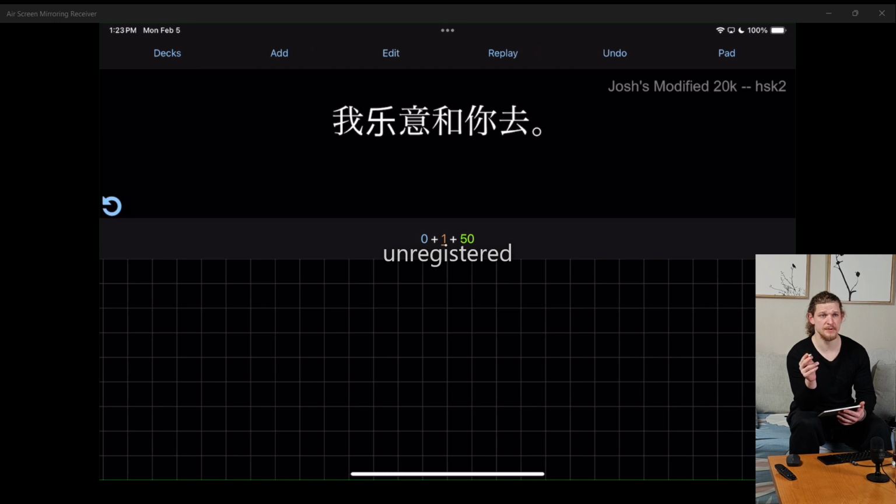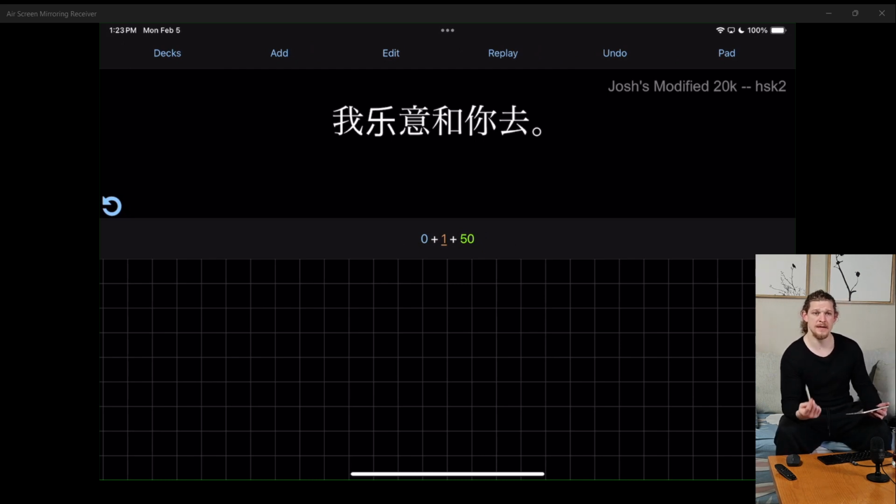So I could go through my general process. But yeah, get Anki, get a phone or an iPad that has a stylus so that you can write into the application, and it makes it a lot easier.